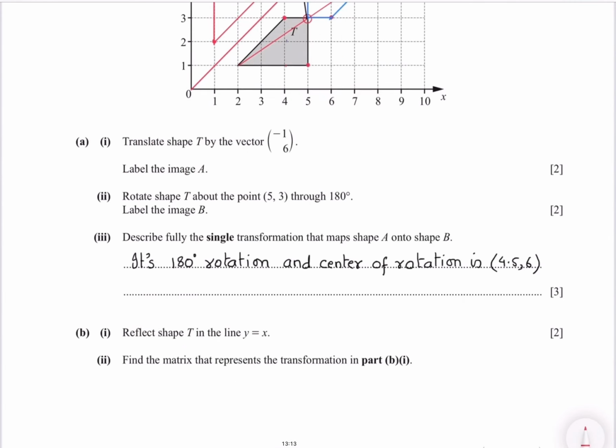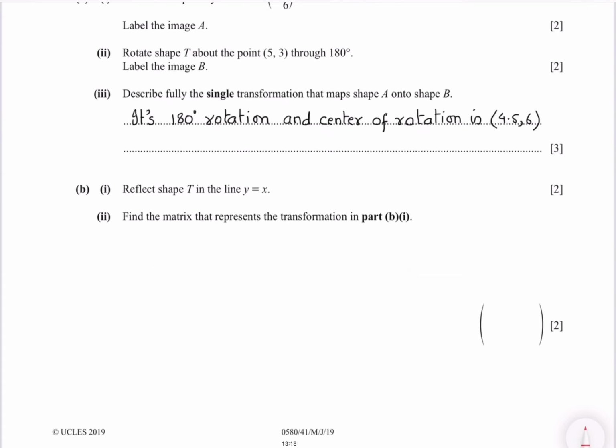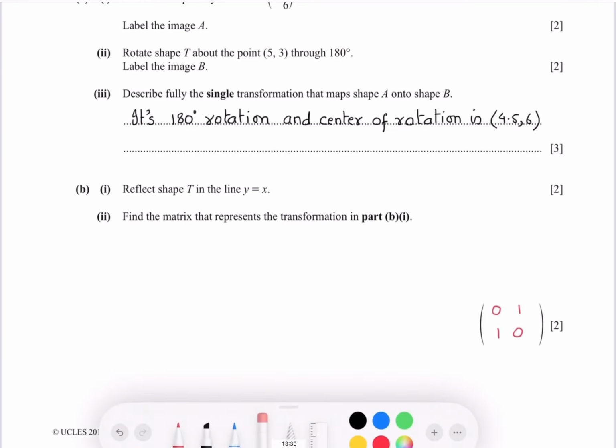Find the matrix that represents the transformation in part B1. So you have to memorize this matrix. 0 1 1 0 is the matrix which represents reflection in the y is equal to x line. 0 1 1 0.